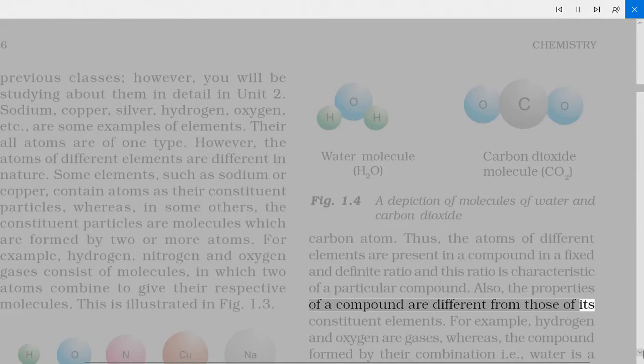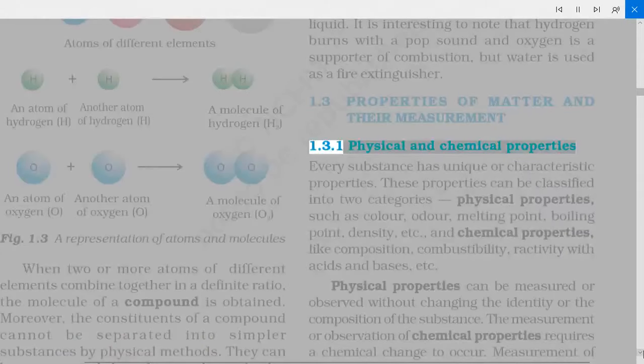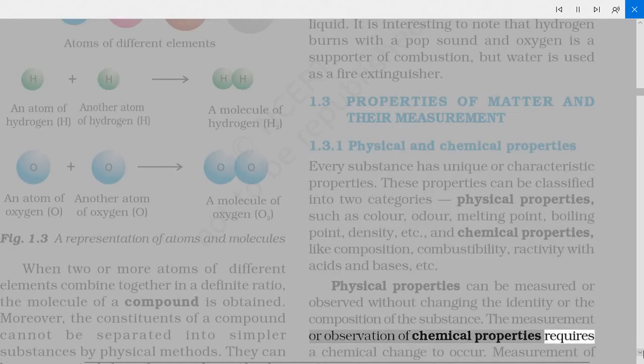1.3 Properties of matter and their measurement. Physical and chemical properties. Every substance has unique or characteristic properties. These properties can be classified into two categories: physical properties, such as color, odor, melting point, boiling point, density, etc., and chemical properties, like composition, combustibility, reactivity with acids and bases, etc. Physical properties can be measured or observed without changing the identity or the composition of the substance. The measurement or observation of chemical properties requires a chemical change to occur.